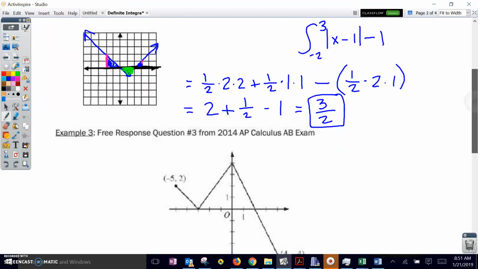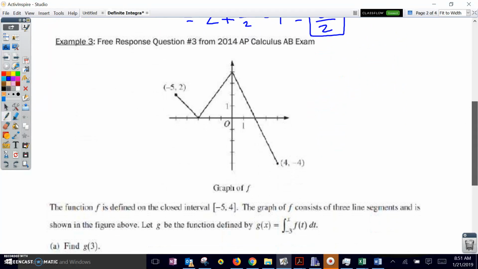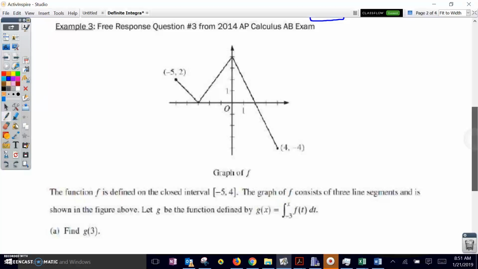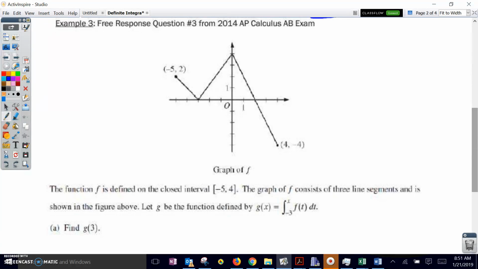This is a free response question from the 2014 AP Calculus AB exam. We see a graph of a function f, and we're told that the function f is defined on the closed interval from -5 to 4. It consists of 3 line segments and is shown in the figure above. G is the function g of x equals the integral from -3 to x of f of t dt.